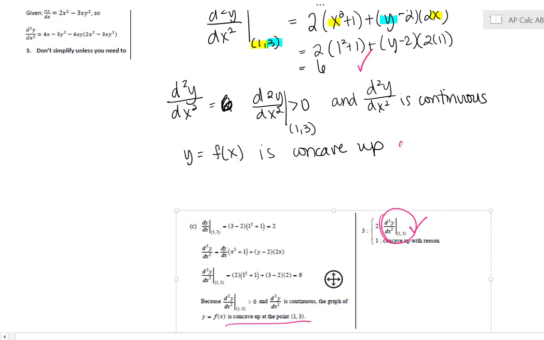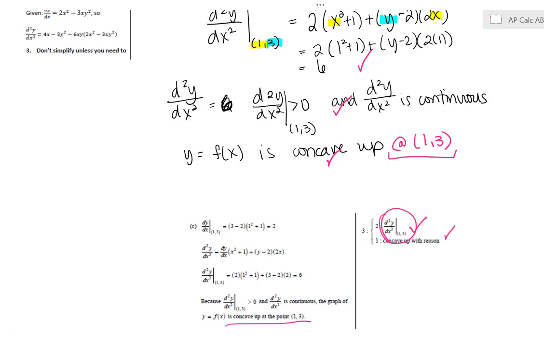Great. I might add here at 1, 3 just because that was the initial condition. But we still said it was concave up, and we still gave a reason here. Let's just be super clear and make sure that we're naming that we know it's concave up at 1, 3 because that was our given condition.